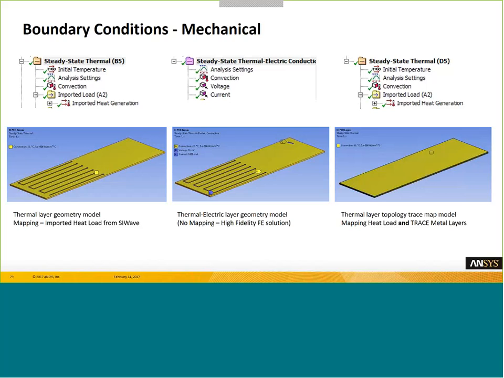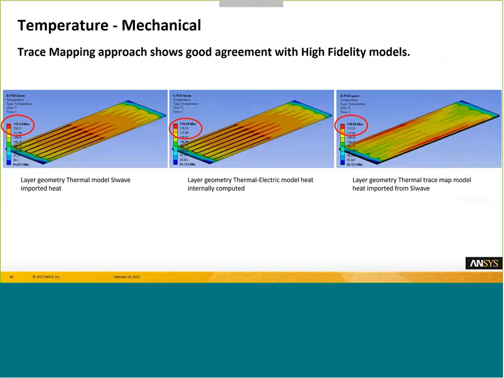So basically, we've just got the layers of the model, no geometry imports there whatsoever, and we're using the trace mapping capability within mechanical. The results and comparison between the three are that the results are very, very close indeed, so less than 1% variance between them. So the trace mapping approach shows really good agreement between the high fidelity models, but takes a fraction of the time to set up and solve.